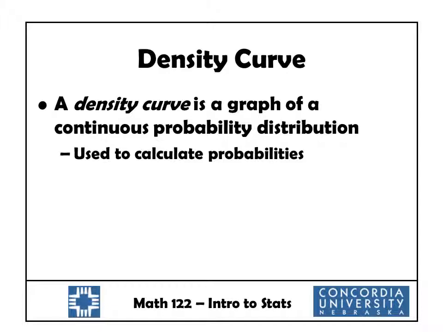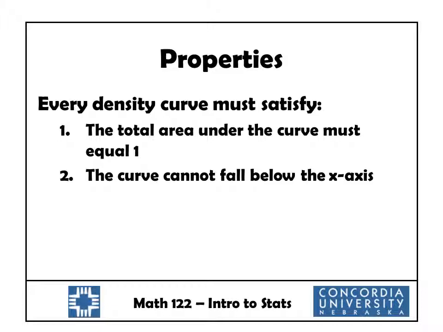In the definition of a density curve, it's a graph of a continuous probability distribution. As we just illustrated, we use that to calculate probabilities. Now, two properties that every density curve must satisfy are: number one, the total area under the curve must equal 1. That explains why the height of that density curve that we just saw is 0.5. And number two, the curve cannot fall below the x-axis. That's the horizontal axis. And that property has to be true because the height of a density curve gives us probabilities. Probabilities can't be negative, so you can't go below the x-axis.